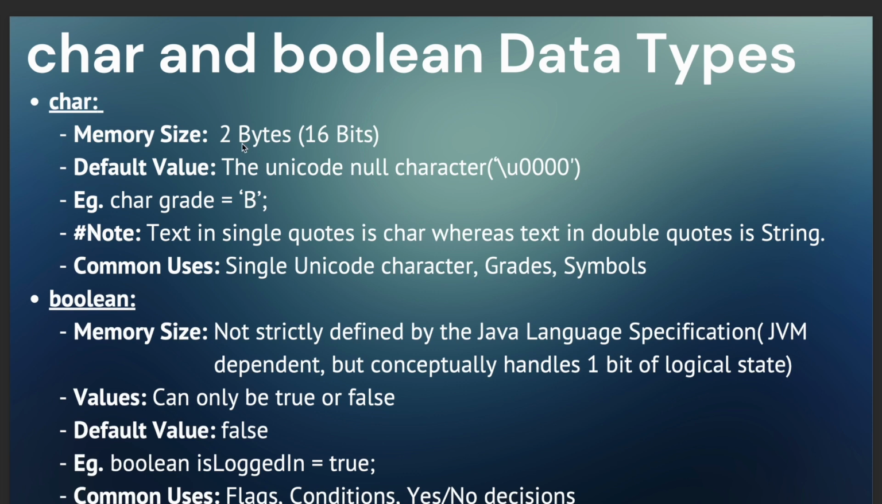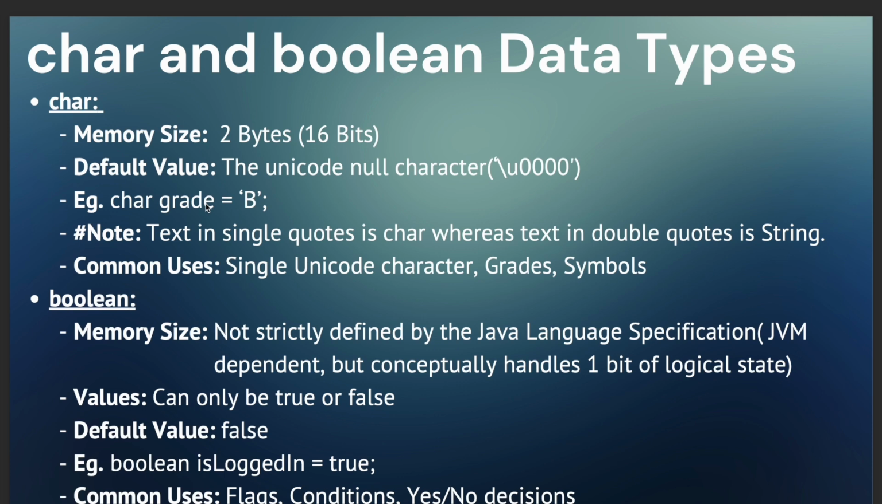Memory size is 2 bytes, that is 16 bits. Default value is the Unicode null character. Example: char grade = 'B'. Older languages like C used 1 byte for characters because they relied solely on basic ASCII, which mainly covers English letters. Java uses 2 bytes because it adopts Unicode, allowing it to represent characters, symbols, and scripts from almost every language on earth.